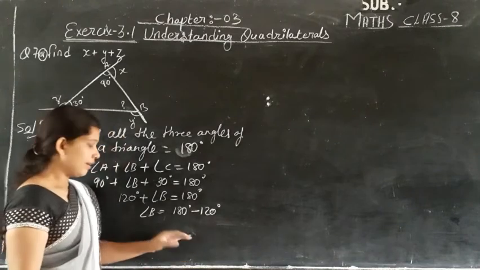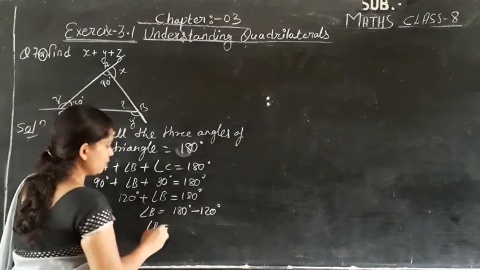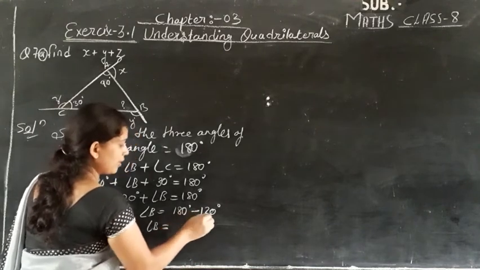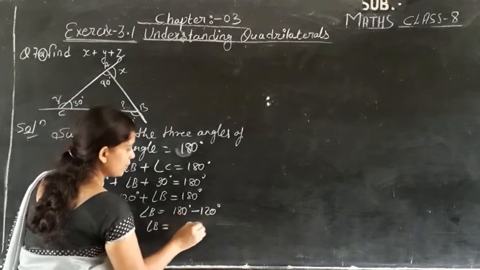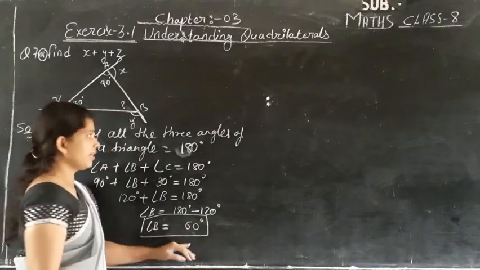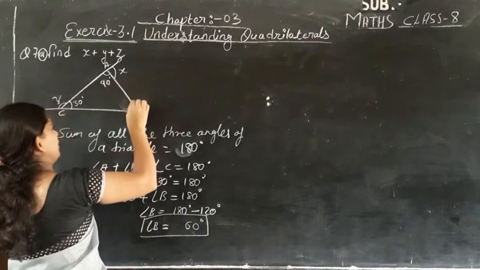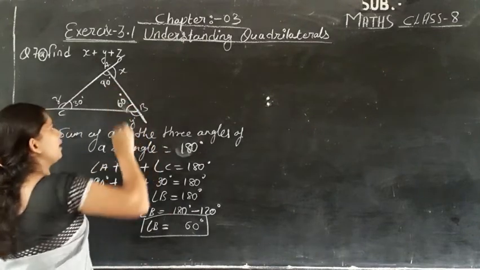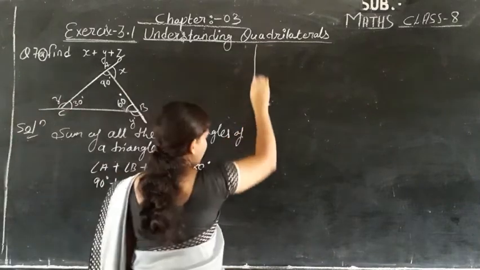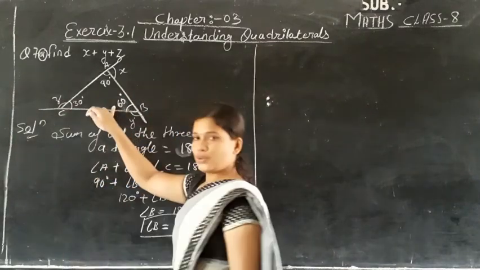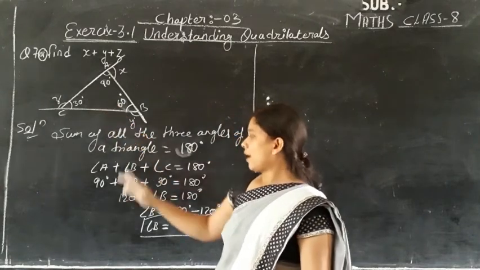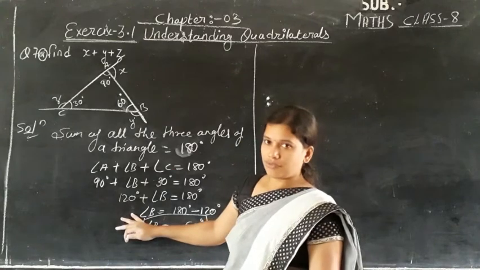Up to here clear? Now angle B is equal to, subtract the values. Here 0 minus 0 is 0. 8 minus 2 will be 6. 1 minus 1 will be 0. So what is the value of angle B we got? That is 60 degrees. So the value of interior angle B is equal to 60 degrees. Now, it is not asked in the question to find the interior angle, but it will be helpful to solve the questions, that's why we found it.